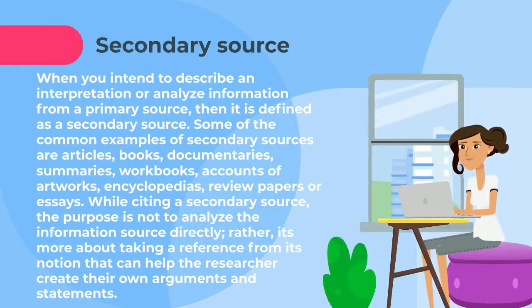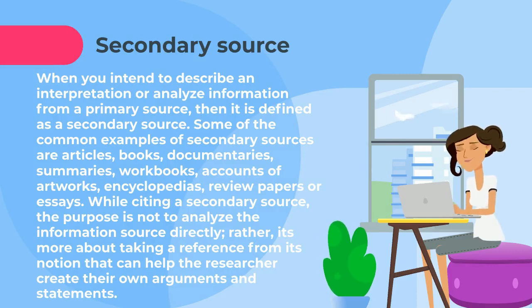When you intend to describe an interpretation or analyze information from a primary source, then it is defined as a secondary source. Some of the common examples of secondary sources are articles, books, documentaries, summaries, workbooks, accounts of artworks, encyclopedias, review papers or essays. While citing a secondary source, the purpose is not to analyze the information source directly, rather, it's more about taking a reference from its notion that can help the researcher create their own arguments and statements.